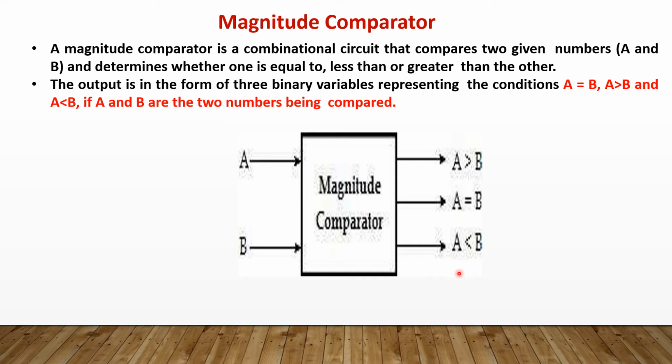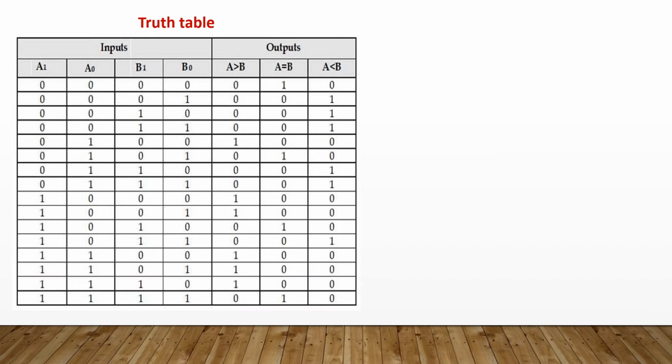Based upon this concept, we are going to write the truth table first. So this is the truth table. As I told you, A will have 2 bits, and B will also have 2 bits. The outputs are three: A greater than B, A equal to B, A less than B. Totally, how many input variables? I am naming them A1, A0, B1, B0. So we have four variables.